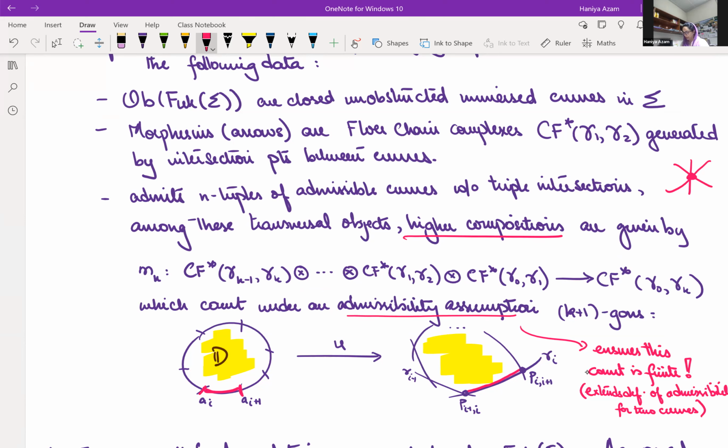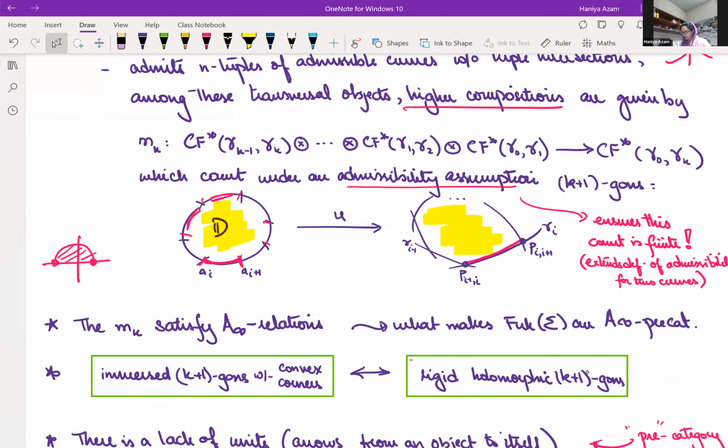which counts under an admissibility condition, which you can extend to many curves. So you remember for the differential, we had this half disk with 2 points here and 2 curves here, and now you have so many points and these curves in between, and they get mapped like this to these intersections between so many curves on the surface. The gammas on the right are curves on the surface, and they intersect to give a k plus 1 gon. And so you have k inputs here and then 1 output, so that gives you a k plus 1 gon. And these maps satisfy infinity relations. This is what makes the Fukaya category an infinity pre-category.